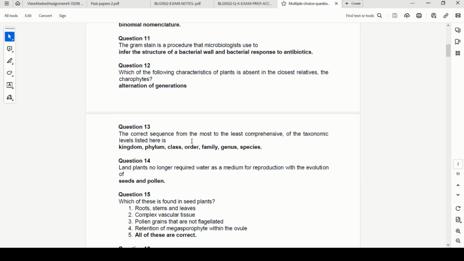The correct sequence from the most to the least comprehensive of the taxonomic levels listed is kingdom, phylum, class, order, family, genus, and species. And please, whenever you are faced with the question, don't assume that the list has to end with species.